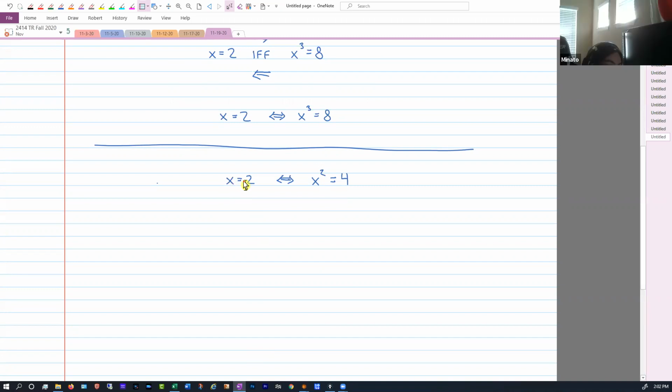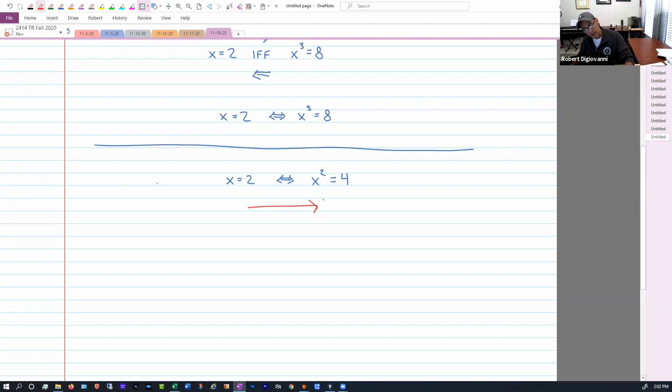Now, if I tell you x is 2, then I agree x squared must be 4. But if I tell you x squared is 4, that doesn't mean that x was 2. It could have been -2, plus or minus, right? It could have been. So the implication does work from left to right, yes, that works. But right to left, not always.